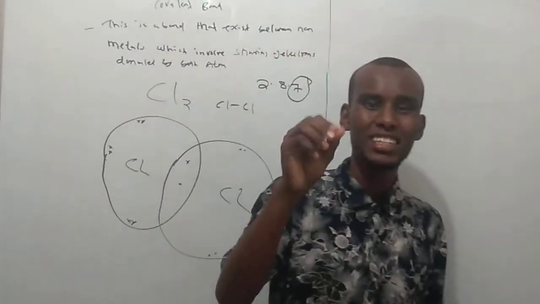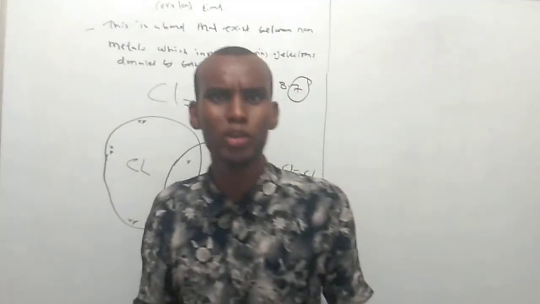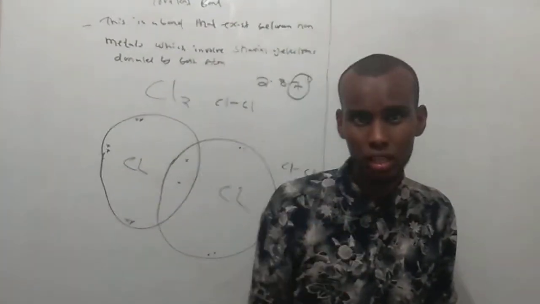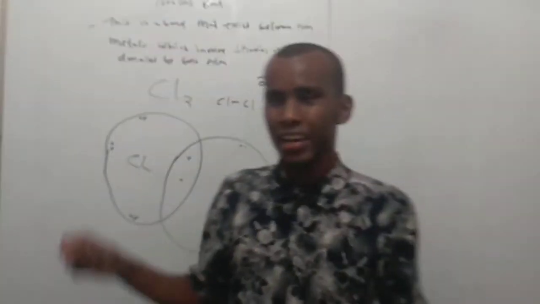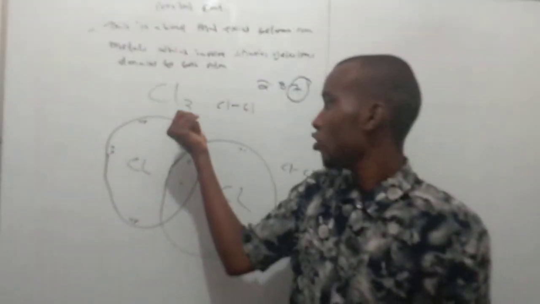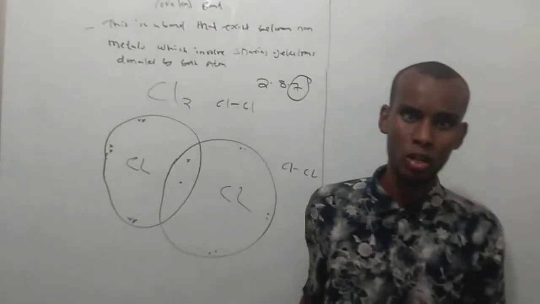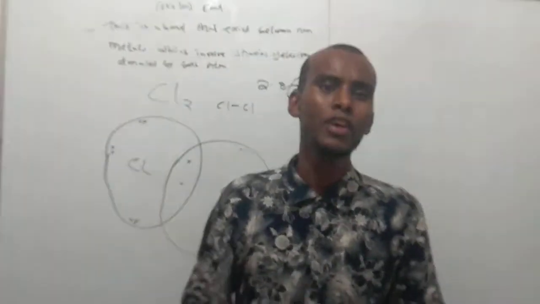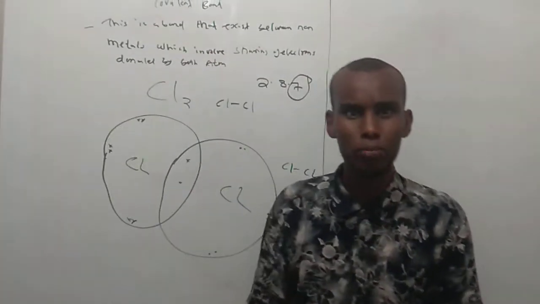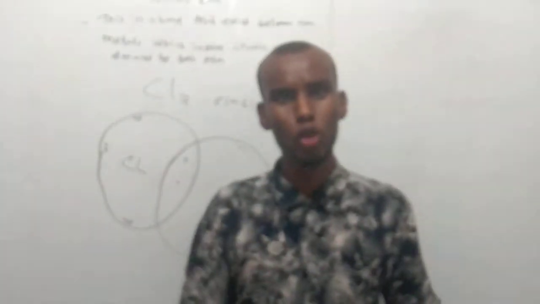So there is no delocalized electron in diamond. That's why diamond does not conduct electricity, but graphite conducts. Graphite is the only form of covalent structure that conducts electricity because of the 1 delocalized electron. But the majority of covalent bonds don't conduct electricity. I hope it's well understood. That's all about the covalent bond.